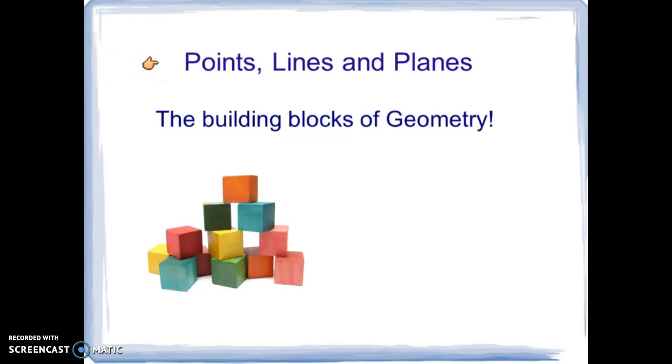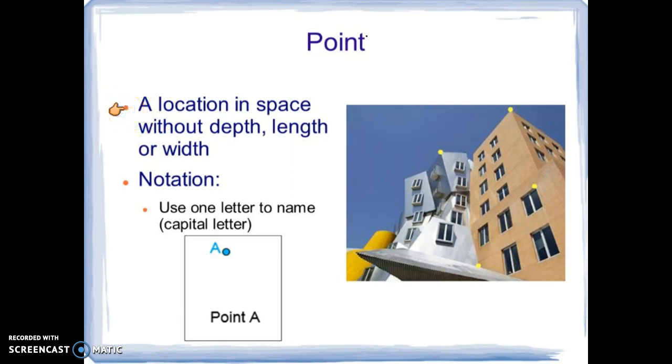This video is going to go over three terms: points, lines, and planes, which are the building blocks of geometry. A point is a location in space, just a location, without depth, length, or width.